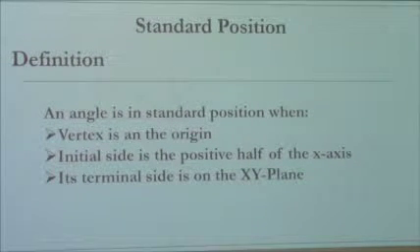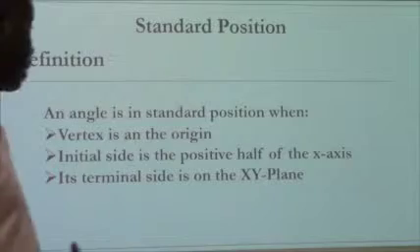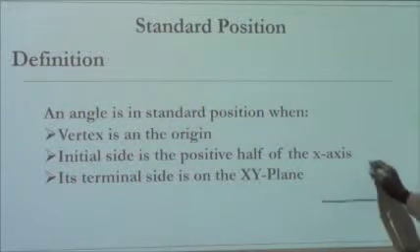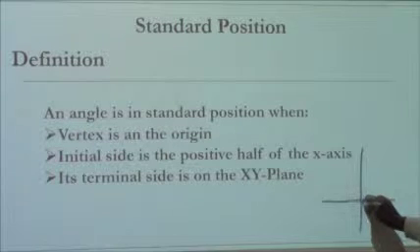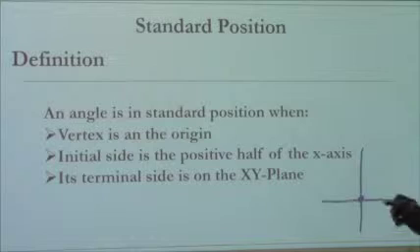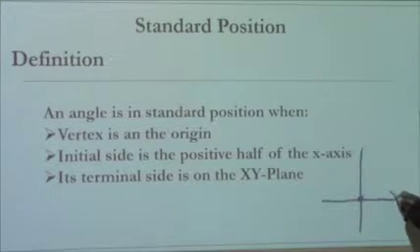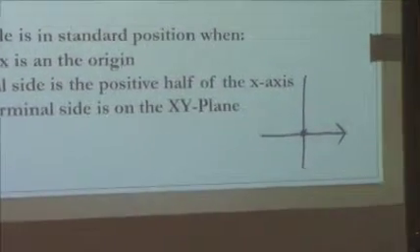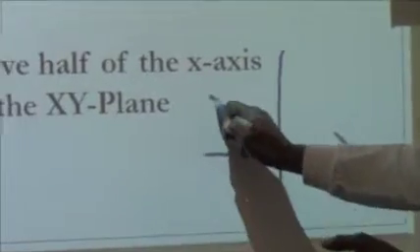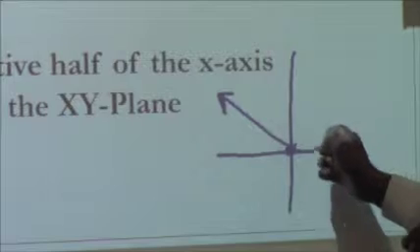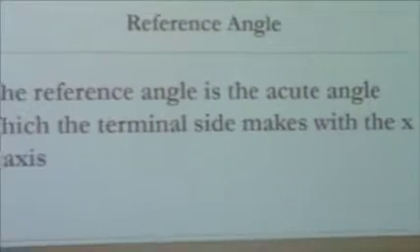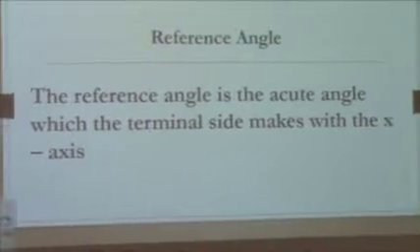We want to talk about an angle being in standard position. We say an angle is in standard position when the vertex is at the origin, and the initial side is the positive half of the x-axis. So this is going to be the initial side. And then its terminal side is somewhere in the xy plane. So this angle here is said to be in standard position. The reference angle is the acute angle which the terminal side makes with the x-axis.